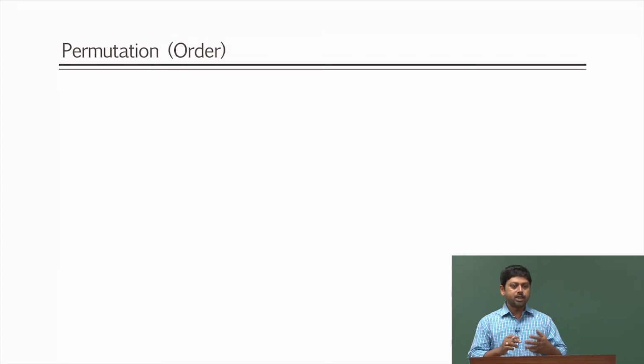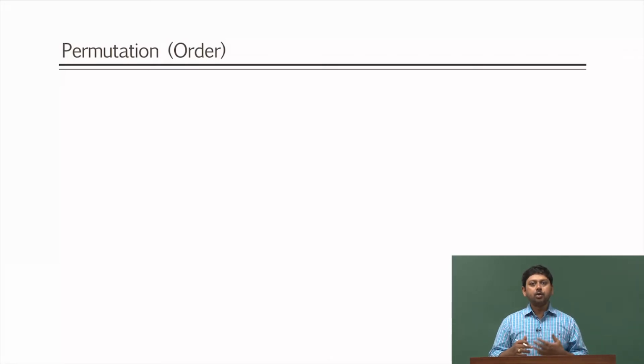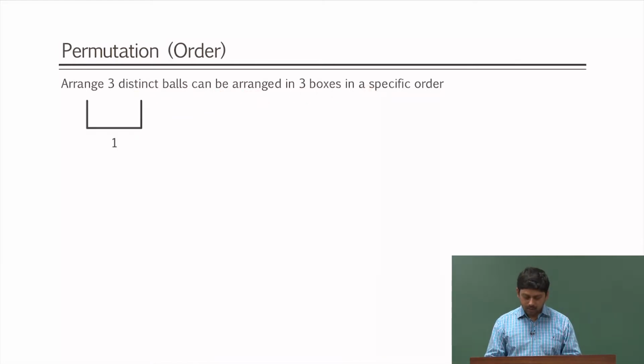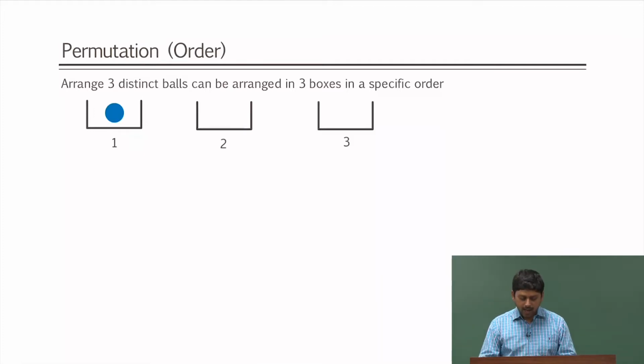What is permutation? Permutation is nothing but arranging distinguishable things in a particular order. Let us say we are given the task of arranging 3 distinct balls in 3 boxes in a very specific order. I have box 1, box 2 and box 3, and I have 3 distinguishable balls. I can put one of them in one box, one of them in the second box and one of them in the third box. Note that I cannot have more than one ball in a box.